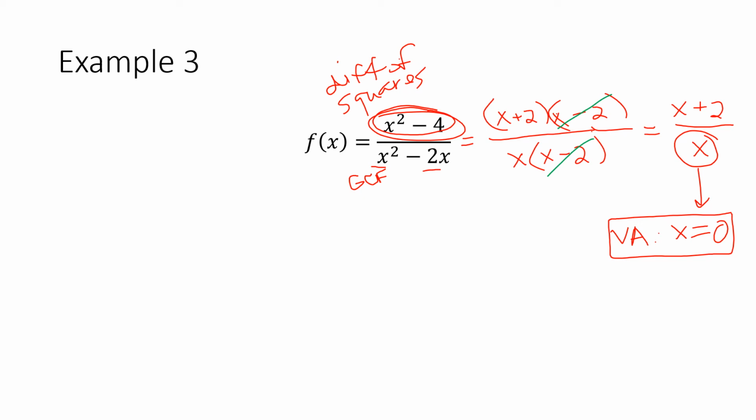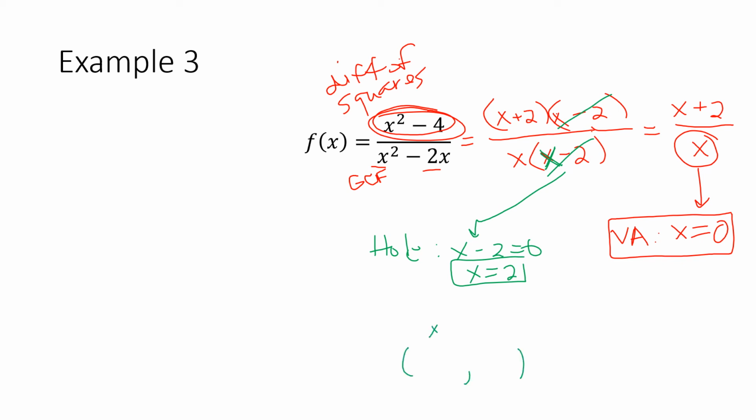Back up one step, there was another problem here, the one that we canceled out. If we set that equal to 0, we end up with a 2. So imagine plugging a 2 here for x. 2 minus 2 is 0, and you can't divide by 0. The only difference is this point actually got removed when we canceled it out, so it's going to leave a hole in the graph.